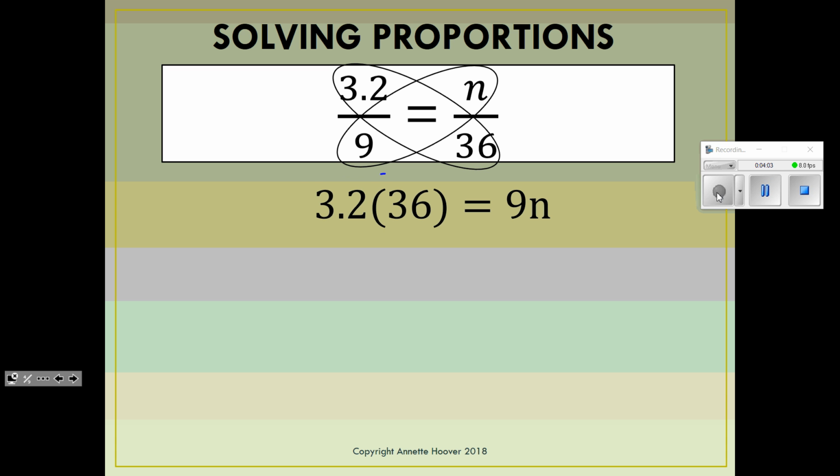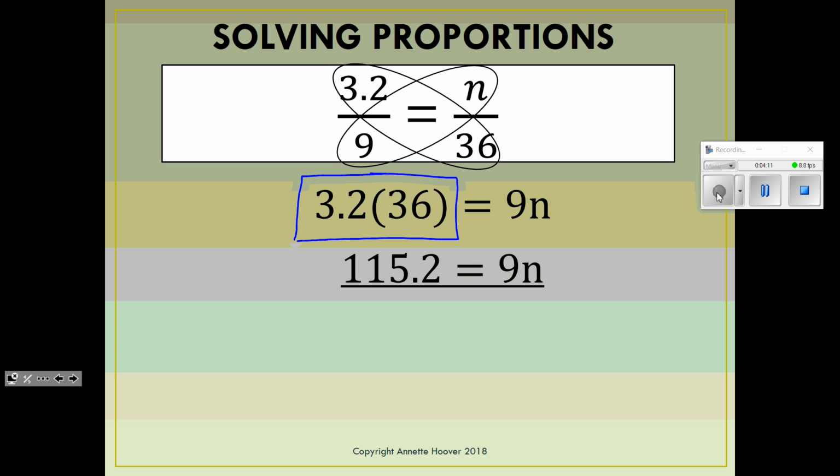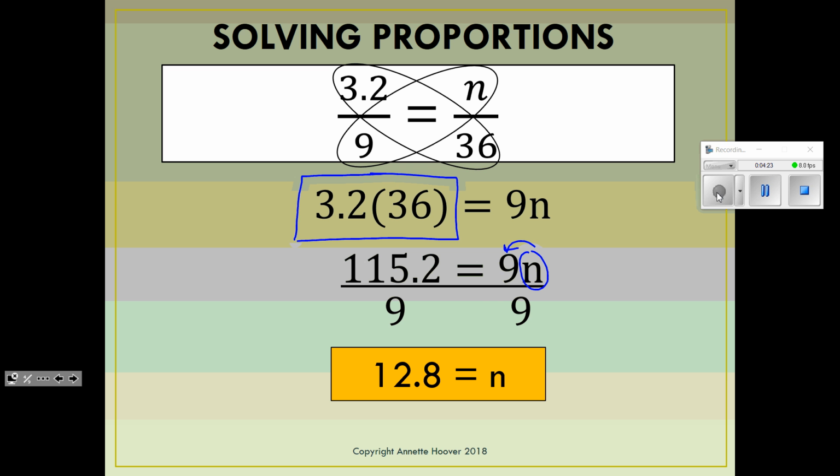You're always going to do the multiplication on the side without the variable first, and 36 times 3 2/10 is 115 2/10. Now to solve for the variable, n is being multiplied by 9, so we want to divide both sides by 9, and 115 2/10 divided by 9 is 12 8/10. So up here in our ratio, 3 2/10 to 9 is equal to 12 8/10 to 36.